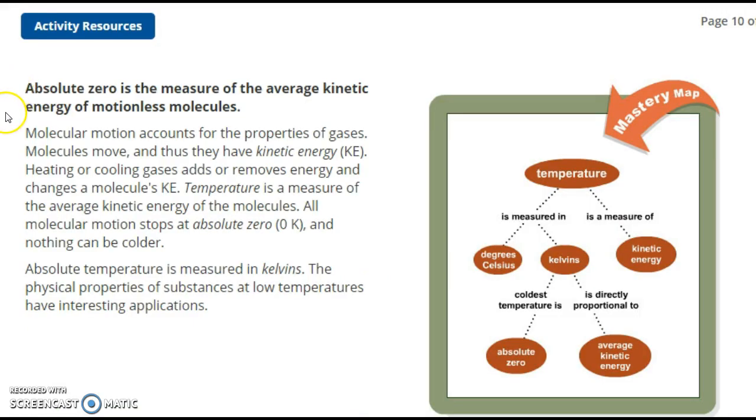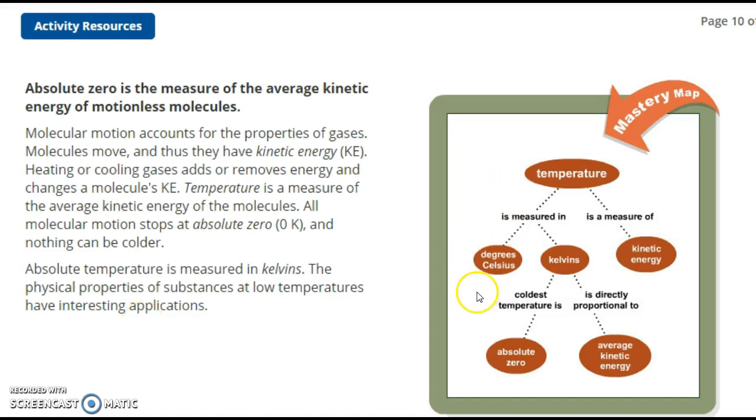Absolute zero is the measure of the average kinetic energy of motionless molecules. Molecular motion accounts for the properties of gases. Molecules move and thus have kinetic energy. Heating or cooling gases adds or removes energy and changes a molecule's kinetic energy. Temperature is a measure of the average kinetic energy of all molecules. All molecular motion stops at absolute zero or 0 Kelvin, and nothing can be colder. Absolute temperature is measured in Kelvin. The physical properties of substances at low temperatures have interesting applications because they change properties.